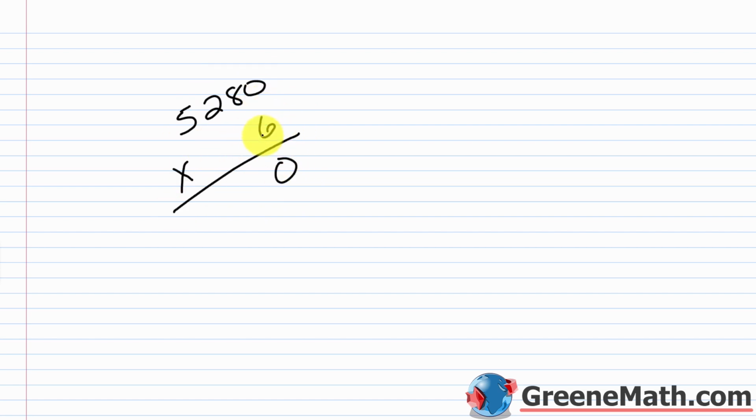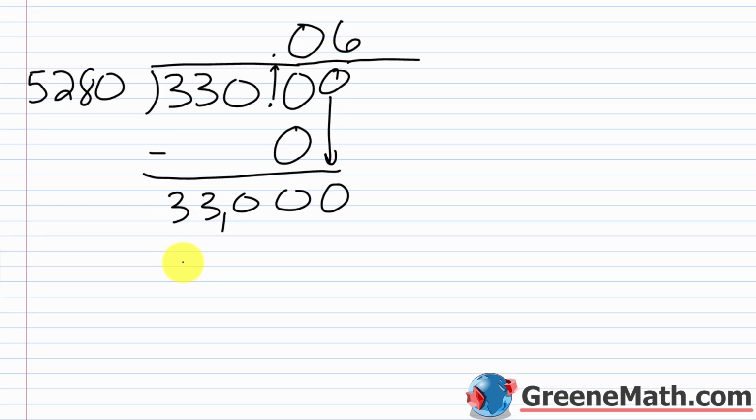6 times 0 is 0. 6 times 8 is 48. Put an 8 down, carry the 4. 6 times 2 is 12, plus 4 is 16. 6 down, carry the 1. 6 times 5 is 30, plus 1 is 31. So 31,680. Let's do our subtraction here.